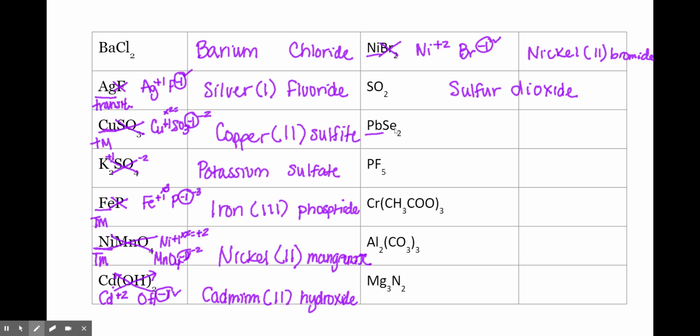In our next example, we have Pb. Pb is a transition metal because it's found in the middle of the periodic table. So we have to cross those charges up. Pb plus 2, Se minus 1. Check that Se is in fact minus 1. It is not. It's minus 3. So I have to multiply by 3 to get a charge of 6. So when I write this, it's going to be lead 6 selenide.